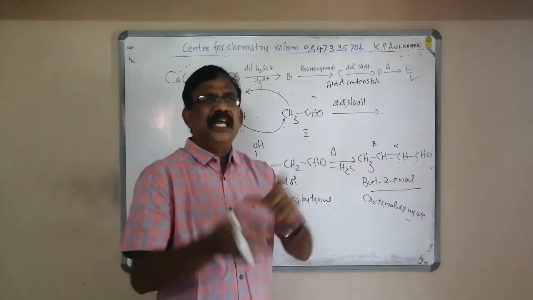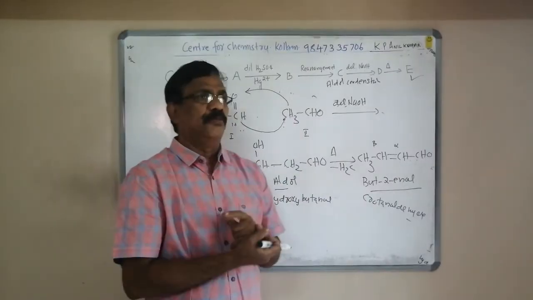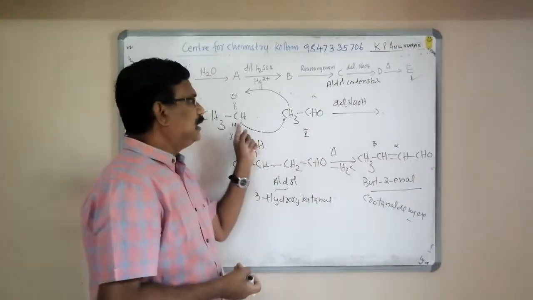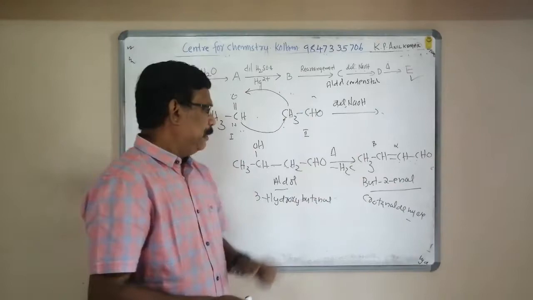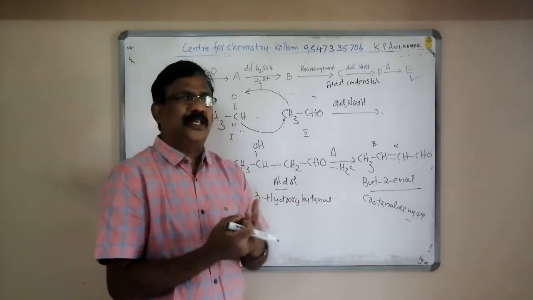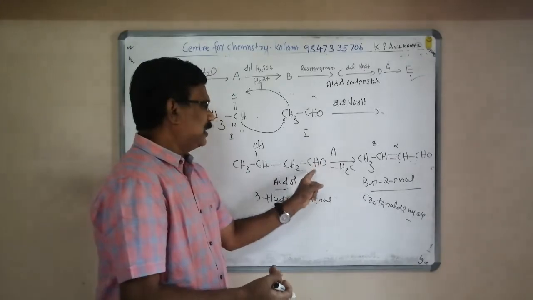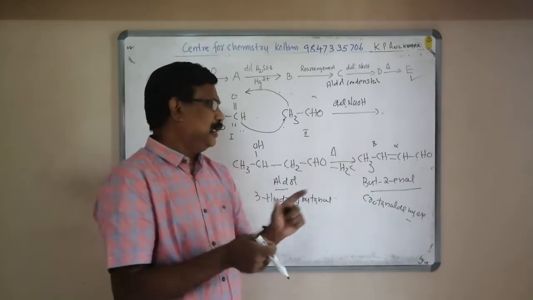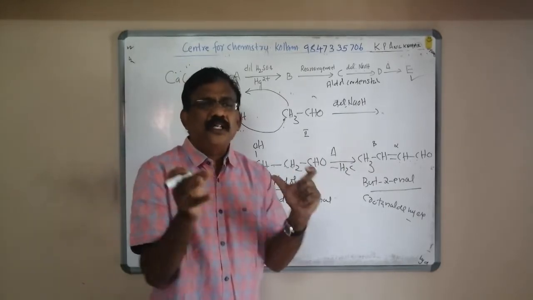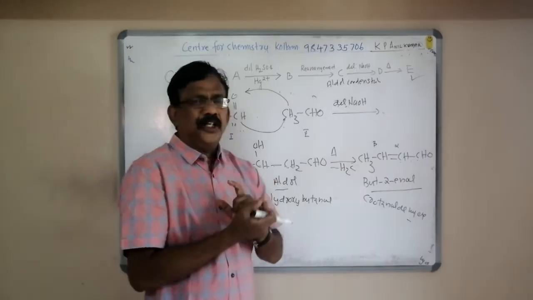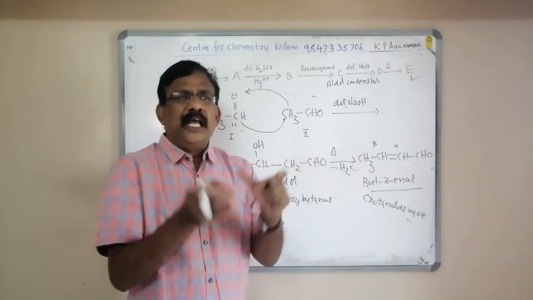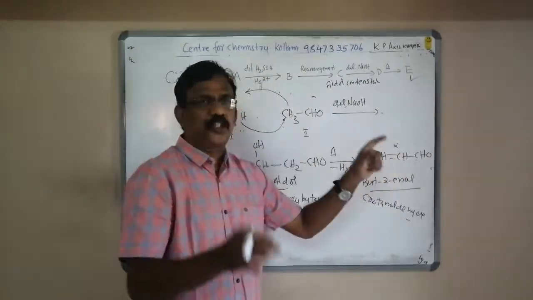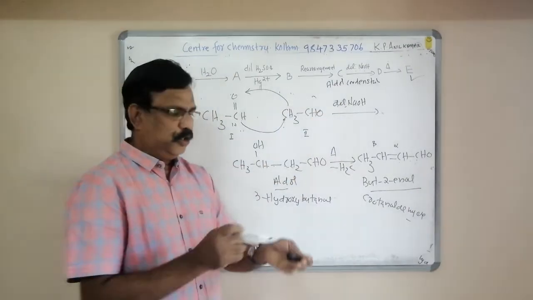In the presence of a dilute alkali, two or more carbonyl compounds, aldehydes or ketones, containing a minimum of one alpha hydrogen atom, undergo condensation and produce beta-hydroxy aldehydes or ketones. If it is an aldehyde, it is called aldol, and if it is a ketone, it is called ketol. Aldols are highly unstable. On warming, they lose a molecule of water and produce alpha, beta unsaturated aldehydes or ketones, and the reaction is called the aldol condensation reaction.